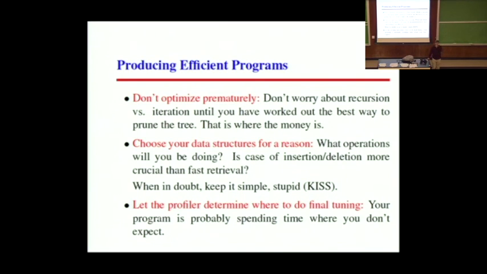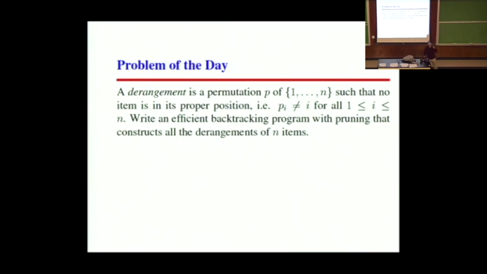Any questions? Okay. Okay, so let's talk about pruning now. Actually, before that, let's do the problem of the day now to make sure we understand how to use backtracking to do something interesting. So a derangement is a permutation which has the property that no item is in its proper position. Okay? So what are the derangements on 4 vertices?